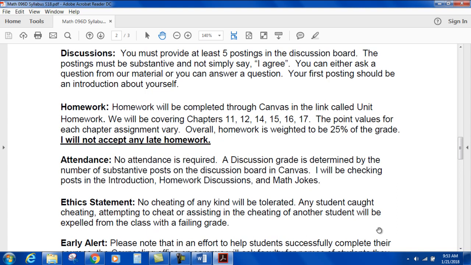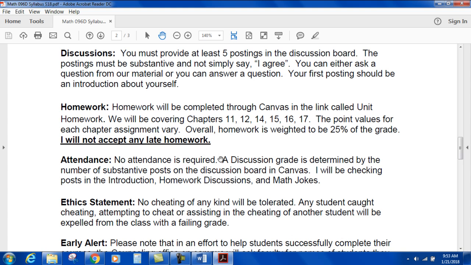Homework. Homework will be completed through Canvas in the link called Unit Homework. So in each module there is a Unit 11 homework, Unit 12 homework, and so on. We'll be covering chapters 11, 12, 14, 15, 16, 17. The point values for each chapter assignment may vary. Overall, the homework is weighted to be 25% of the grade. So again, instead of doing a point total for the class, we're doing weighted categories.